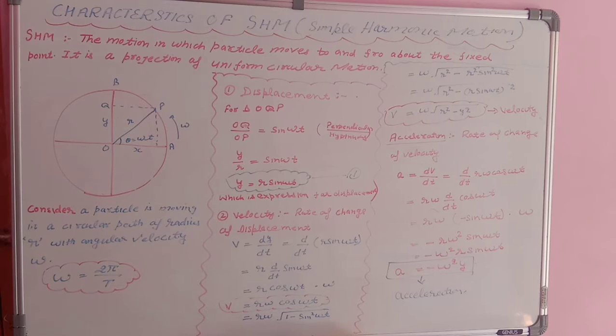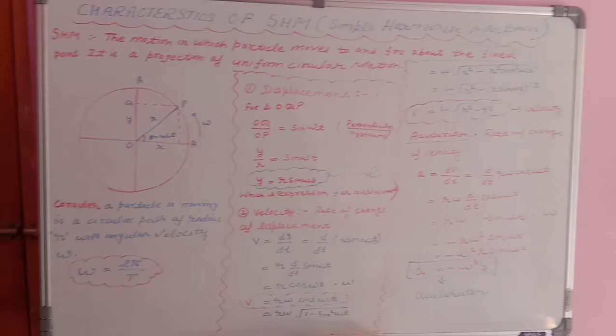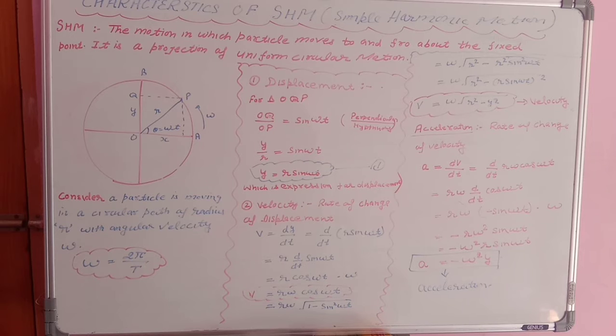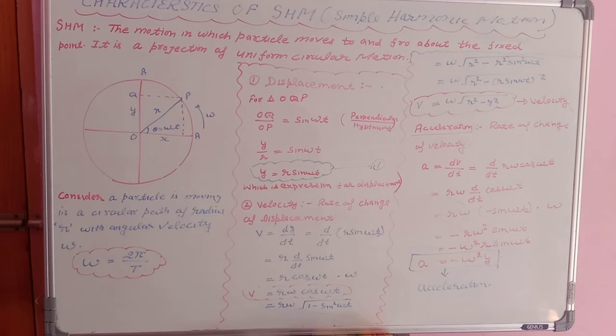Dear students, if you remember, we differentiated between periodic motion and oscillatory motion on the basis of this factor only: periodic motion may be to and fro as well as circular motion, but oscillatory motion is always to and fro motion. So today we are going to study this to and fro motion, and we have given it the name SHM, meaning simple harmonic motion.